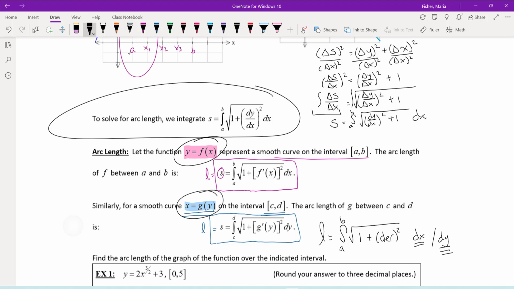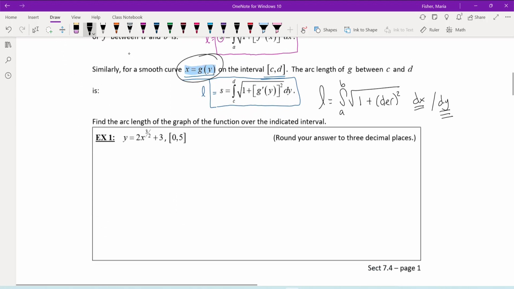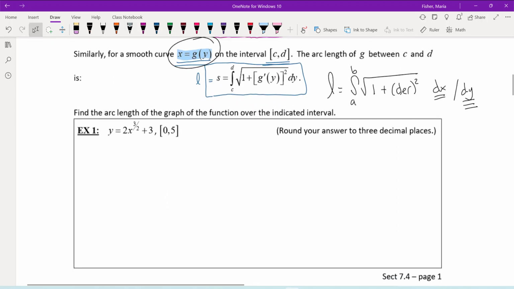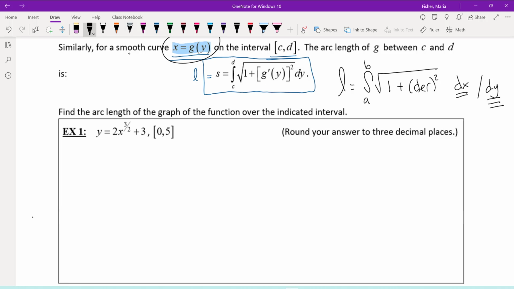Let's look at the first few examples that ask us to find arc length. Find the arc length of the graph of the function over the indicated interval. We have y equals 2x to the 3 halves plus 3, and we're told to look at the interval from 0 to 5. We know our a and our b, and we have our function.